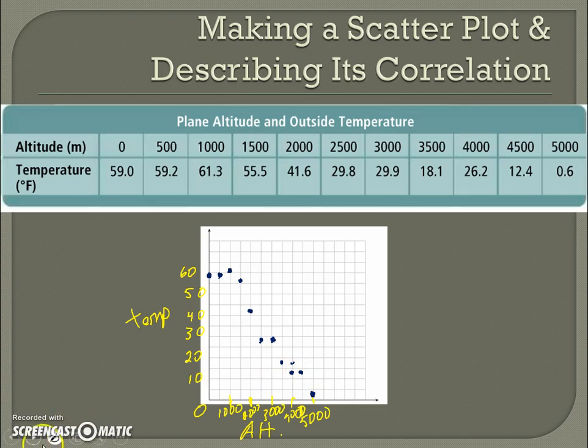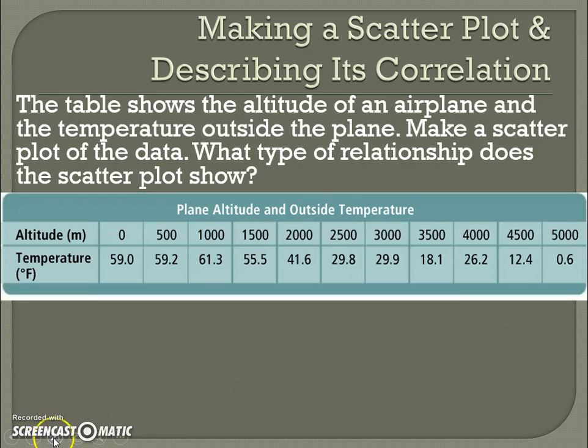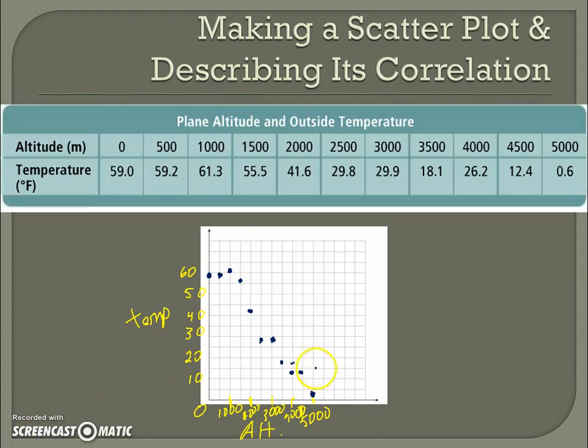So the question, if I go back, the question said, what type of relationship does a scatter plot show? So here are all my points. The scatter plot, you can see clearly is going downhill. So if it's going downhill, we'd say that that is a negative relationship or a negative correlation.